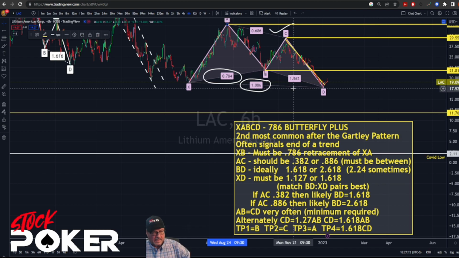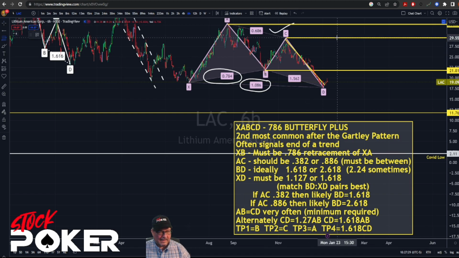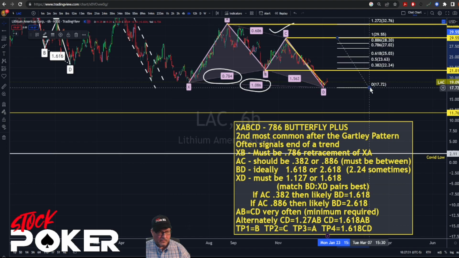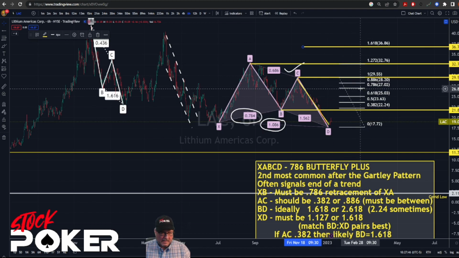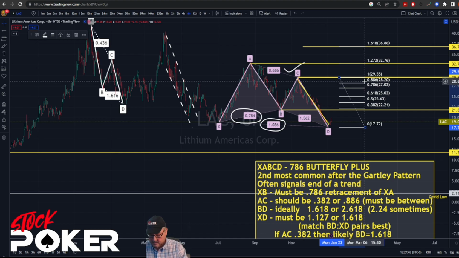In some harmonics, it's the AD move if you wanted to do a fib retracement. On the butterfly, I'm telling you to do the 1618 of the CD leg. So let's just do a fib retracement of the CD leg and get our take profit number 4. That would be our take profit number 4. For this pattern to complete, it doesn't have to hit all the take profits. It only has to hit 1, technically.